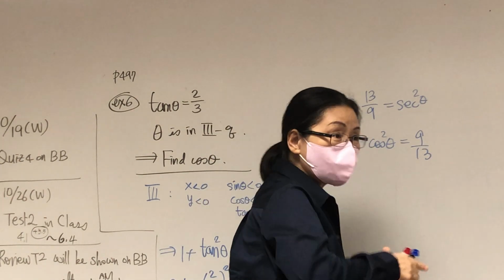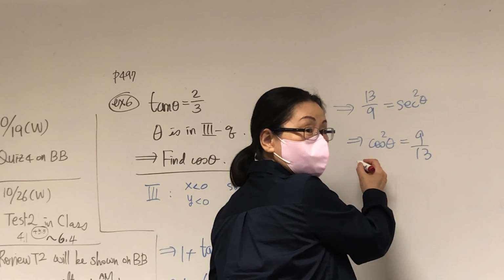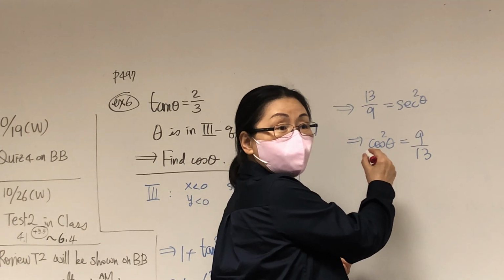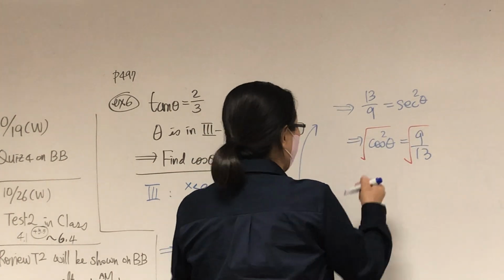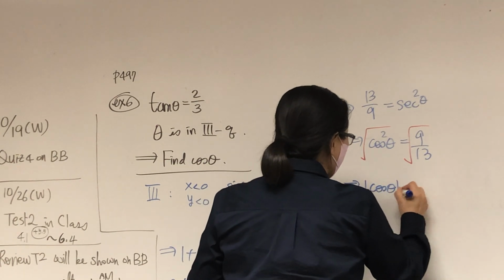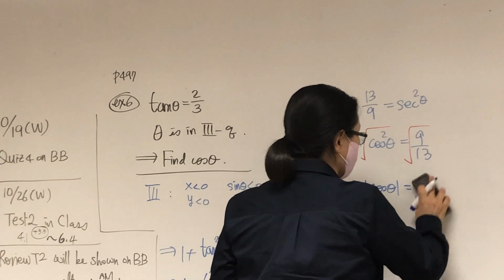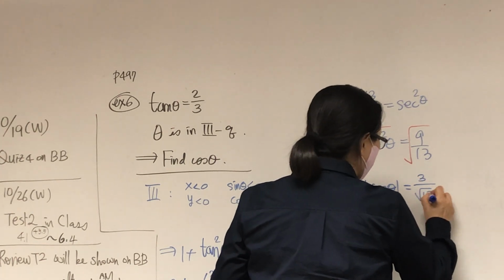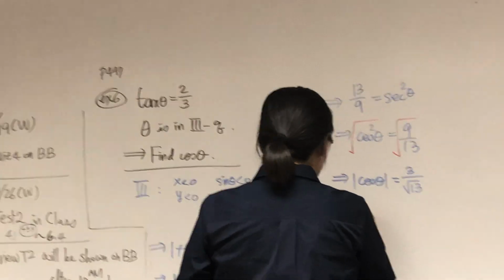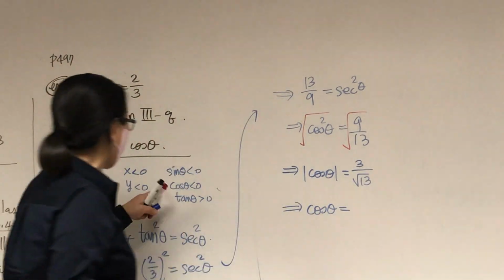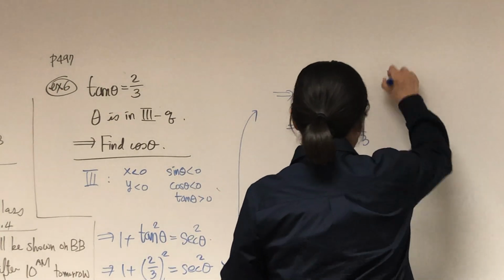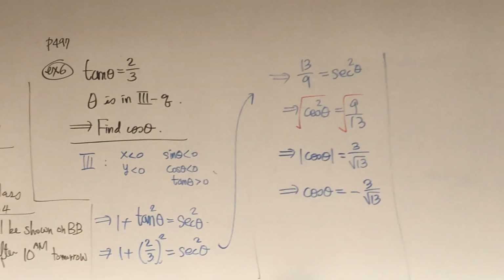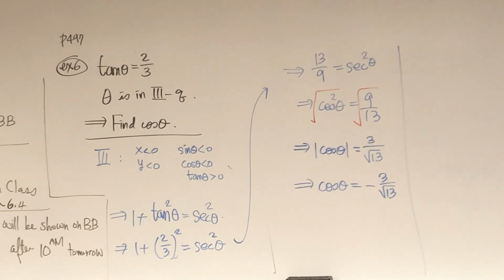And then what? It's not the square, right? Take the square root of both sides. Cosine theta equals, so 9 is 3, right? 3 over square root of 13. Yes. Now, your answer for cosine theta will be what? Negative. So negative 3 over square root of 13. Yes, that's good. So I told you, there doesn't need to be only one way to go. So this is method 1.